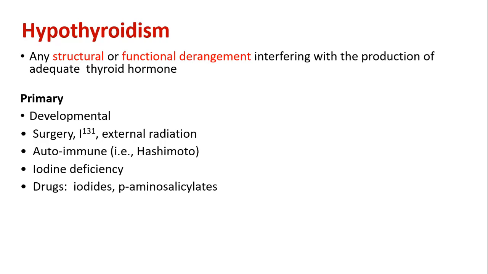So what are the causes of hypothyroidism? Developmental: congenital defects in the development of the thyroid gland. Surgical removal, for example, a patient has Graves' disease and they take out the thyroid gland, later becomes hypothyroid. Radioactive iodine usage can cause hypothyroidism, destruction of the gland. External radiation, very common in patients with radiotherapy.